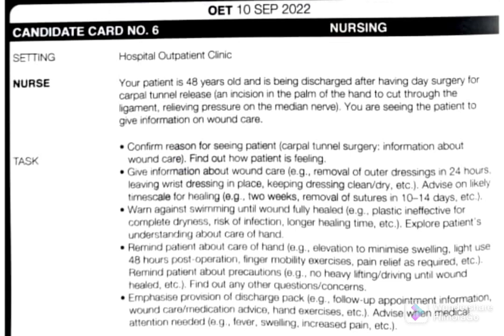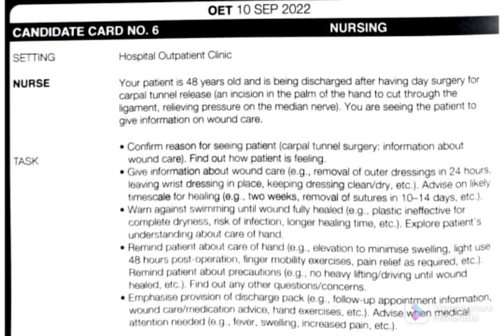Upon discharge, we will provide you a discharge pack in which follow-up appointment information is included, along with the wound care materials and information, medication advice, including hand exercises. So you will get complete information regarding your post-discharge care and management. How does that sound? The patient is telling that, oh, it's fine. I hope it will be helpful for me. Yes, all the information you can get from that package.